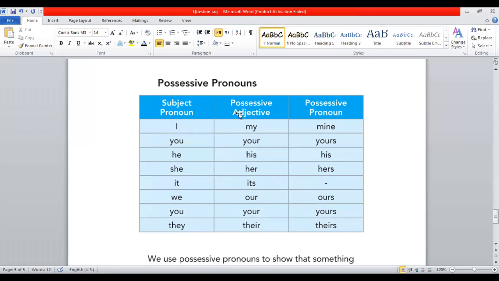What's the difference between the possessive adjective and the possessive pronoun? The difference is that after the possessive adjectives, we use a noun. Like you can say, this is my pen, my mobile, and so on. But with mine, you will say, this pen is mine. This mobile is yours. So you cannot use any nouns after the possessive pronouns.